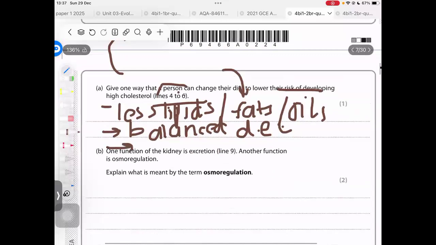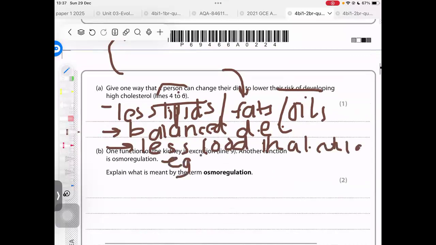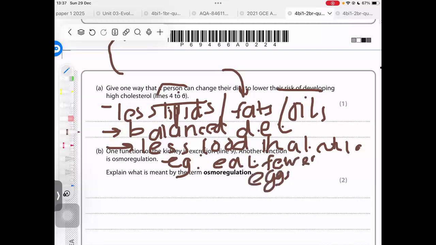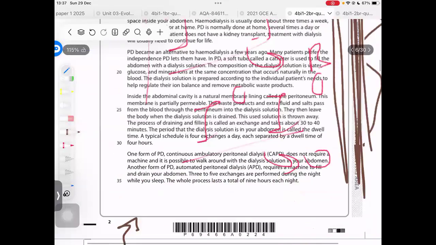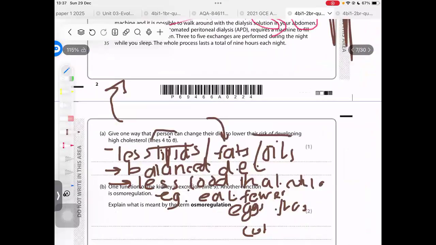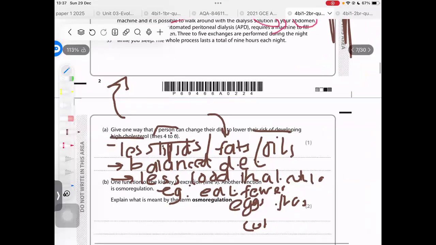Or else you can say take less foods that contain cholesterol. For example, you can write down an example as well, because then you will further explain what are the foods that contain cholesterol. You can mention eat fewer eggs that contain cholesterol. So you can see it's not an answer given in this passage, but they are asking you to refer to the knowledge that you have learned during these 2 years to answer this particular question.